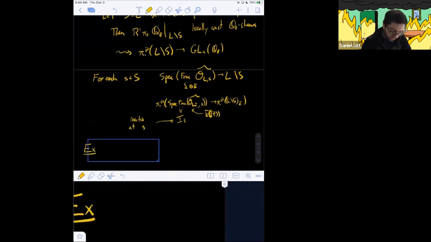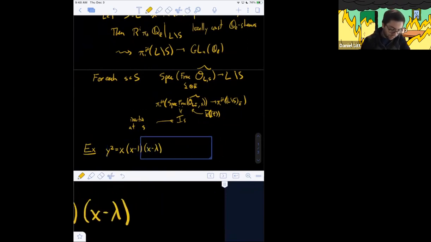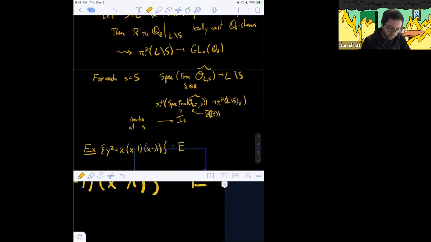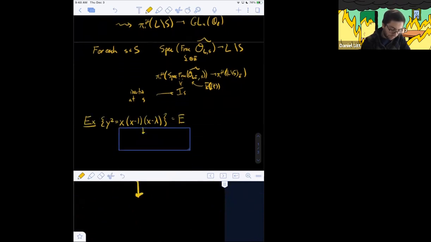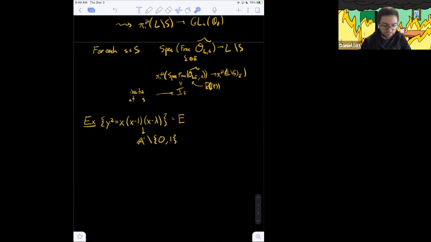So the explicit situation we're going to look at is the family of elliptic curves y squared equals x times (x minus 1) times (x minus lambda). So this is an affine model. This is a family of elliptic curves, which I'll call E, and it maps to the affine line, and it has singular fibers at 0 and 1. This is called the Lambda family of elliptic curves. This is an example of a Lefschetz pencil. Here, the coordinate on A1 is lambda.